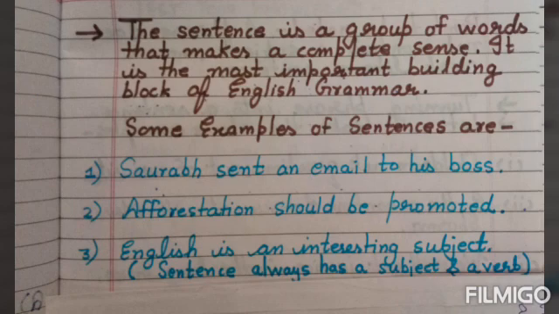Some examples of sentences are: number 1, Saurabh sent an email to his boss. Number 2, afforestation should be promoted. Number 3, English is an interesting subject. Note, a sentence always has a subject and a verb. Point to be noted here is that a sentence always has a subject and a verb.